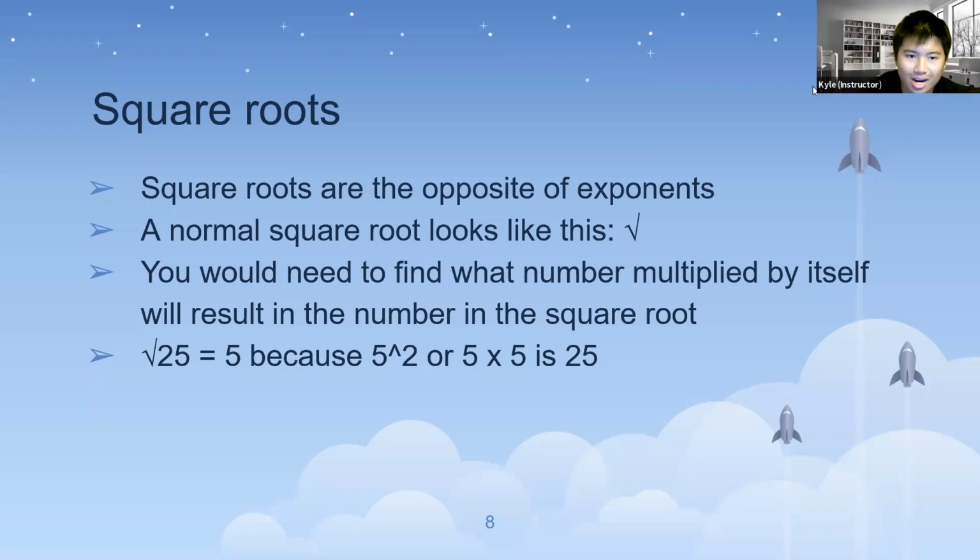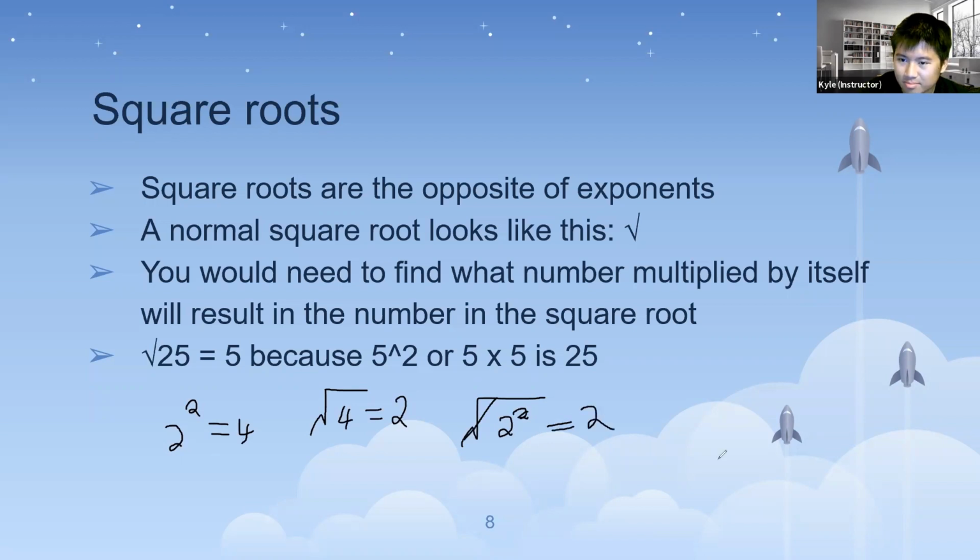Square root is the opposite of exponent of 2. Think about 2 to the power 2, which is 4. The square root takes it back, so it just becomes 2. With the exponent of 2 and the square root, you cancel the 2 and the square root out, and you just get 2.